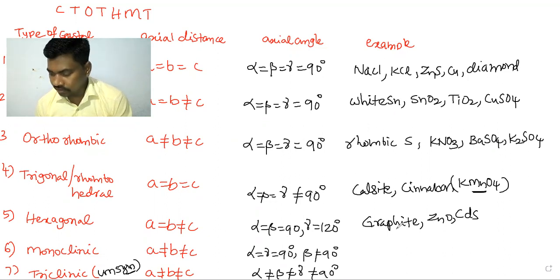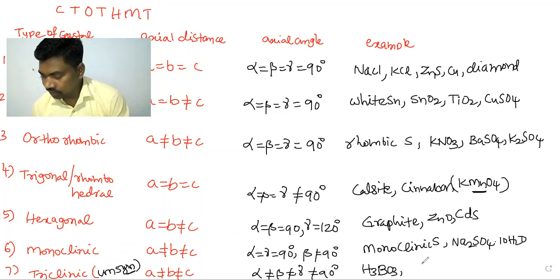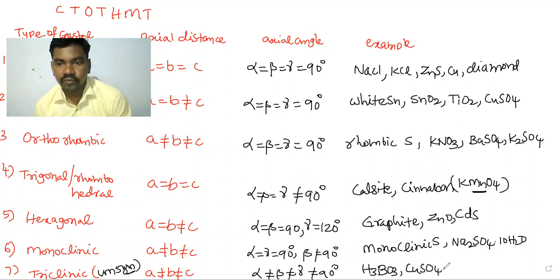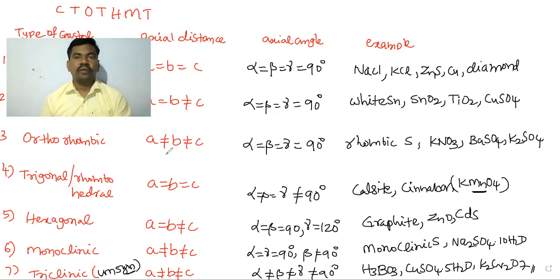Then monoclinic system: monoclinic sulfur, then Na2SO4.10H2O. Then triclinic: H3BO3, then CuSO4.5H2O, then K2Cr2O7, potassium dichromate. So these are the 7 crystal systems that are very important for JEE Mains and NEET level.